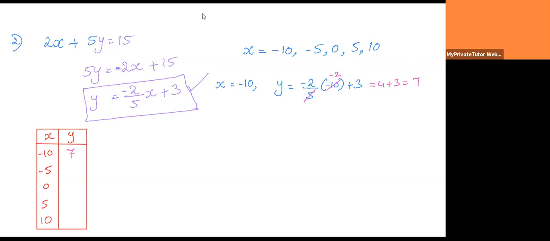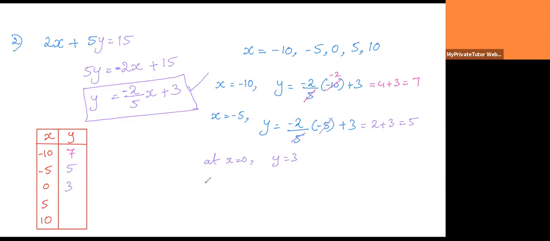And then similarly, find the value at x equals -5. What is the value of y? -2 divided by 5, I'm just substituting -5 instead of x here. You can just get rid of this 5 and 5. We have a negative, so it becomes 2 times -1, that is -2 plus 3, which is 5. So quickly, what is y at x equals 0? You know that 2 times 0 becomes 0, so we're left with 3. So -5, 5, and 0, 3.